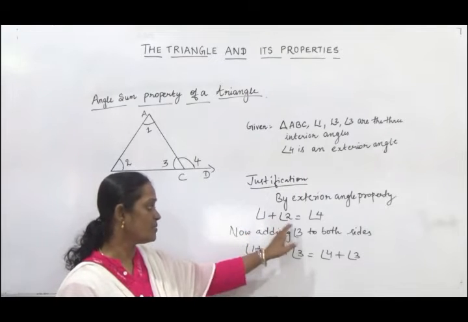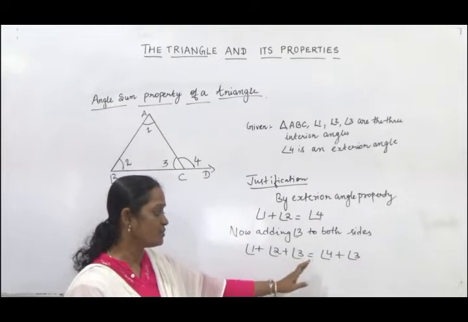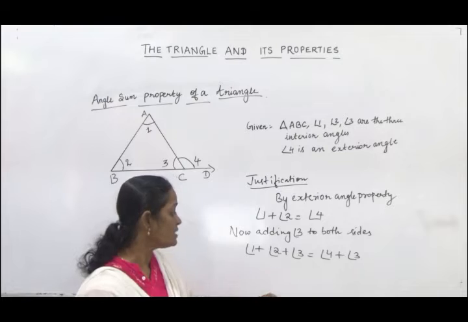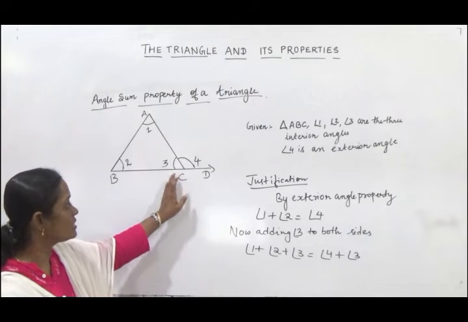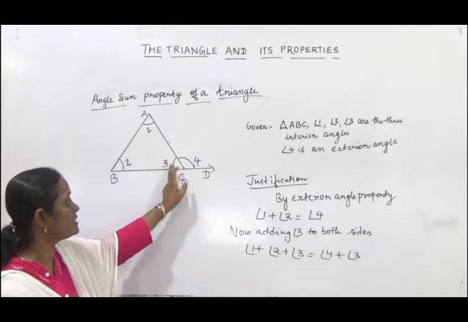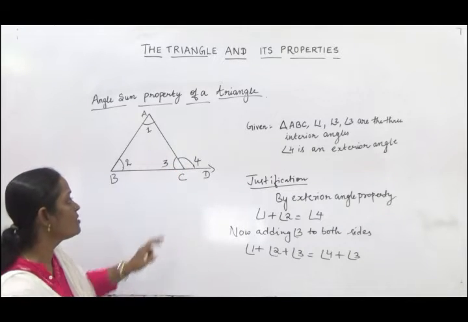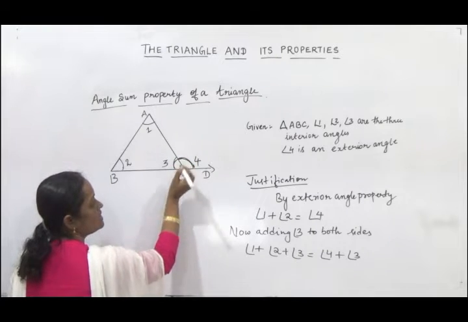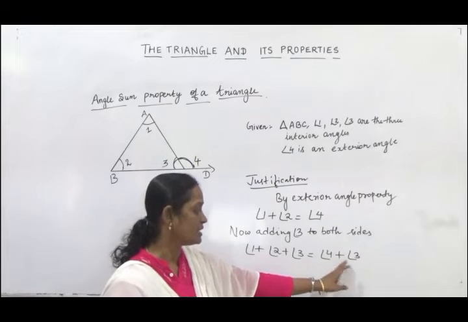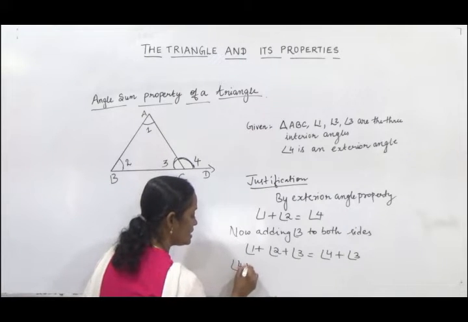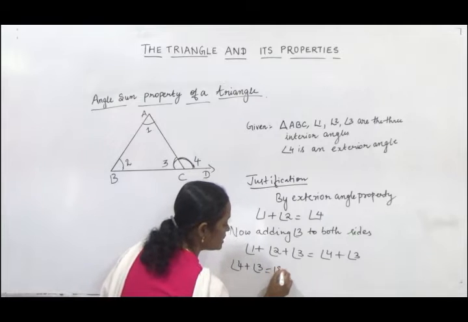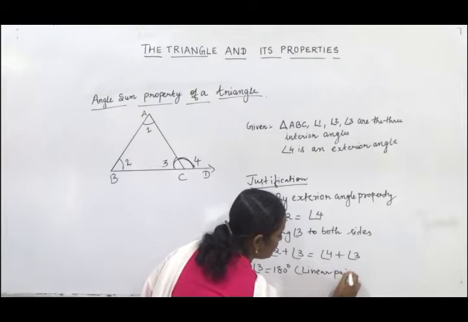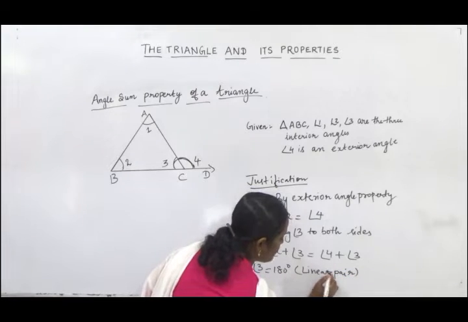Here in this equation angle 1 plus 2 is equal to 4. We added angle 3 to both the sides, left hand side and right hand side. We get angle 1 plus 2 plus 3 is equal to angle 4 plus 3. Now from the figure we can observe that angle 4 and angle 3 are forming a linear pair. So the sum of these two angles, angle 3 and angle 4, is 180 degrees. So angle 4 plus angle 3 is equal to 180 degrees. Why? Because angle 4 and 3 are forming a linear pair.